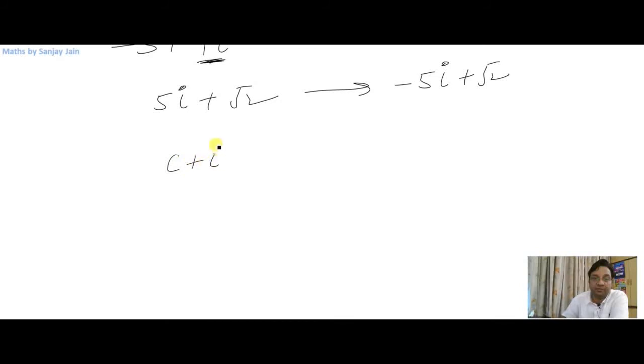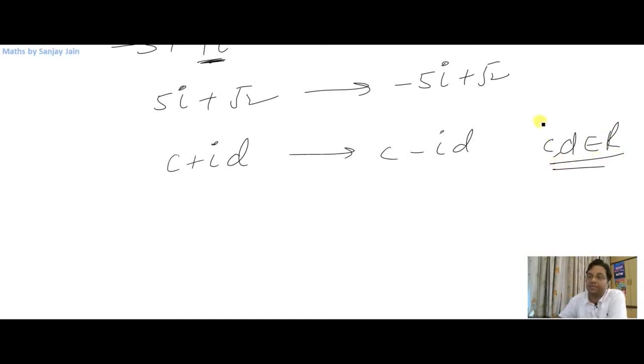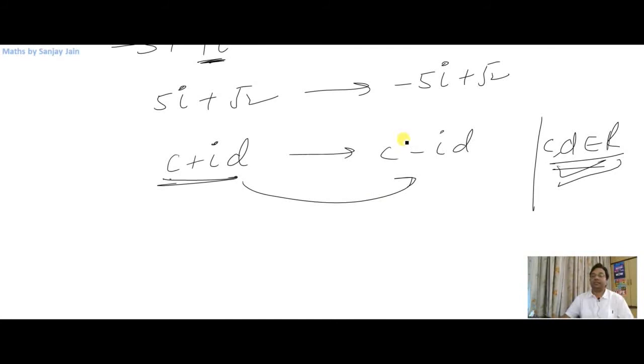So conjugate of c plus iota d is c minus iota d. Is it correct? Yes, it is correct if I say that c and d belong to real numbers, right? As I told you in the very beginning, if you do not mention that c and d are real numbers, then you may make a mistake here, because if c is also a complex number, then the problem will be to identify the real part and imaginary part, which I have told in the beginning. So it is important that you mention that c and d belong to real numbers. Then you can say that the conjugate of this is this, and vice versa is also true, right?